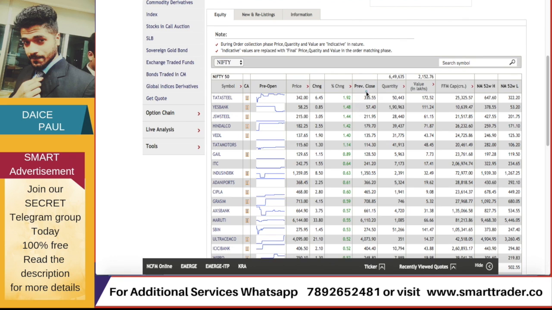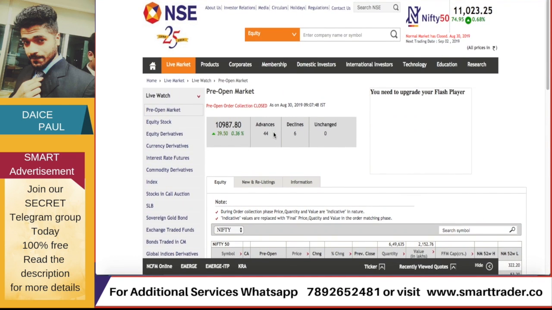It's not that the market will always go up just because I'm telling you advances are more and declines are less. But the chances are higher that when the advances are higher in the pre-open market, the regular market also, overall during the day, the stocks will go up.